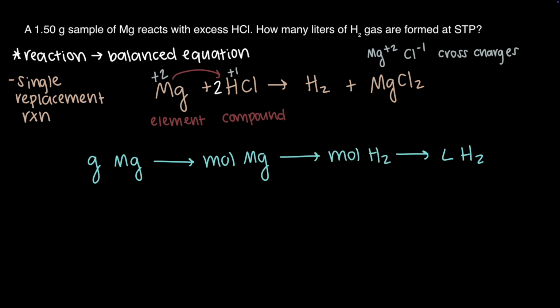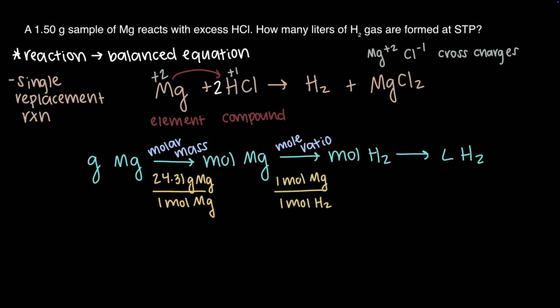We have grams of Mg right now, so we need to use the molar mass of Mg to convert to moles of Mg. The molar mass for Mg is 24.31 grams of Mg per every 1 mole of Mg. After that, we can use the mole-to-mole ratio using the coefficients from the balanced chemical equation to convert to moles of H2. In the equation, we have 1 Mg and 1 H2, so the mole-to-mole ratio will be 1 mole of Mg for every 1 mole of H2.